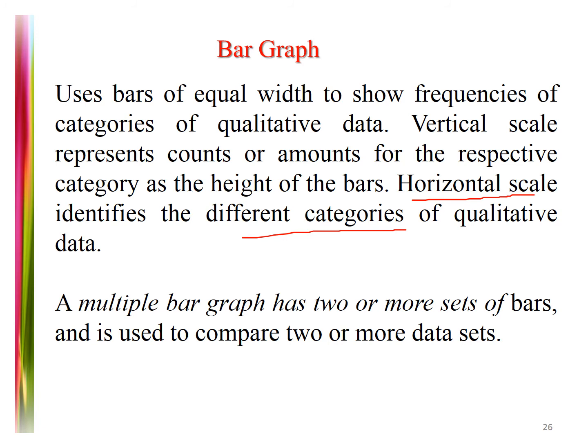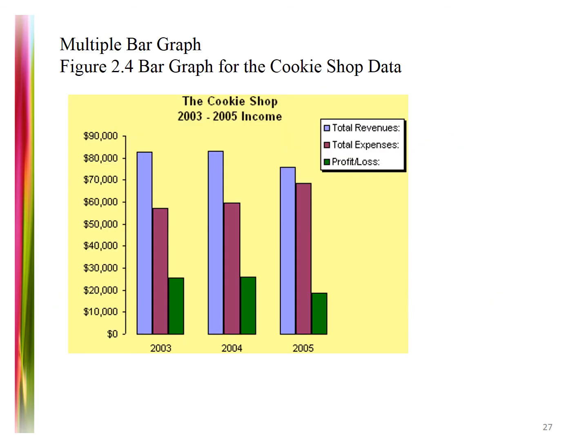And also several kinds of bar graphs are possible. A multiple bar graph has two or more sets of bars and is used to compare two or more sets of data. This was just a simple example. This is actually a multiple bar graph, with different years, and here income. The blue color represents total revenues, the maroon color represents total expenses, and the green color represents profit or loss.